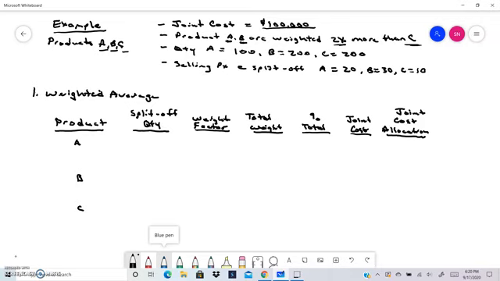Okay, so product A, the split off quantity. So we'll just drop in the quantities. They're going to be the same for both methods, but quantity A would be 100. Quantity B is 200, and quantity C is 200.